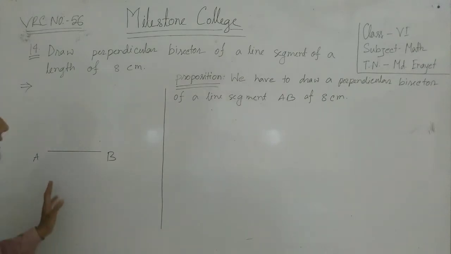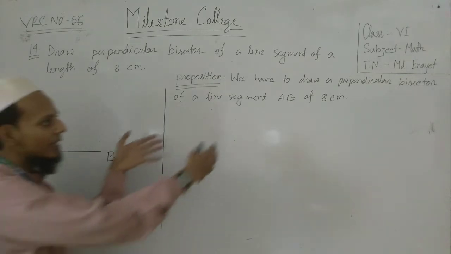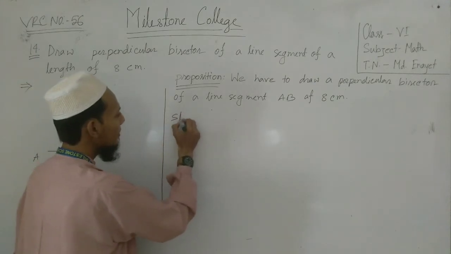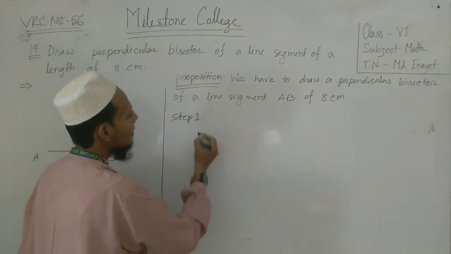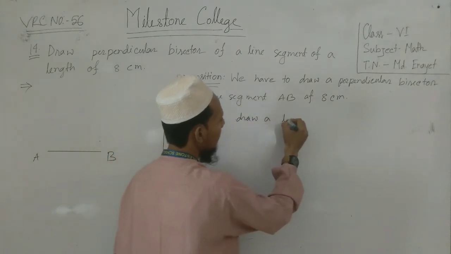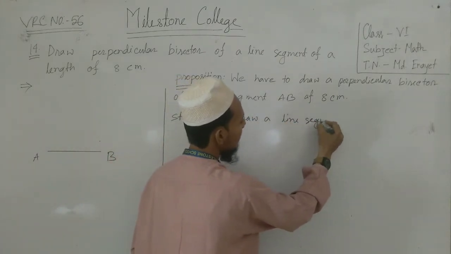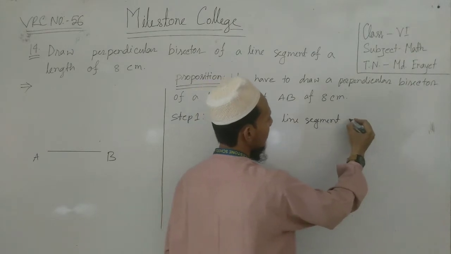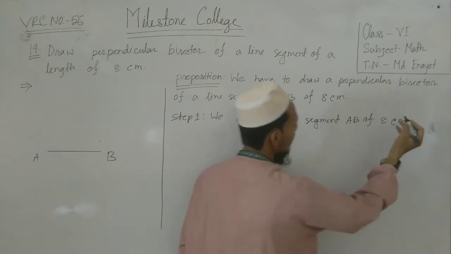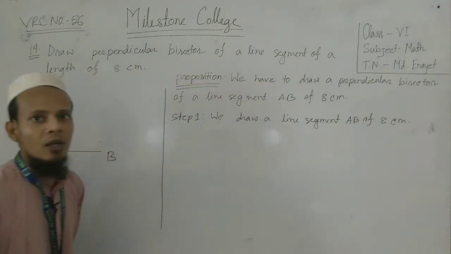Now we will draw the perpendicular bisector of this line segment. I would like to write the steps of construction one by one, as I do them, and it will be helpful for you. So, step 1: we draw a line segment AB of 8 centimeters. This is the first step of our construction.